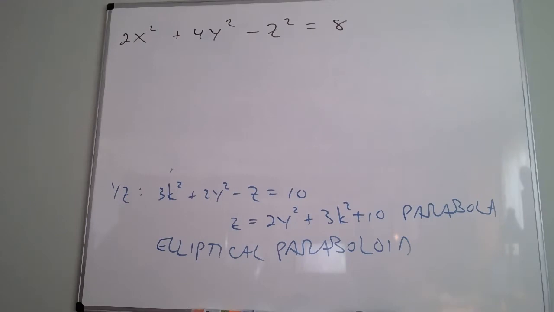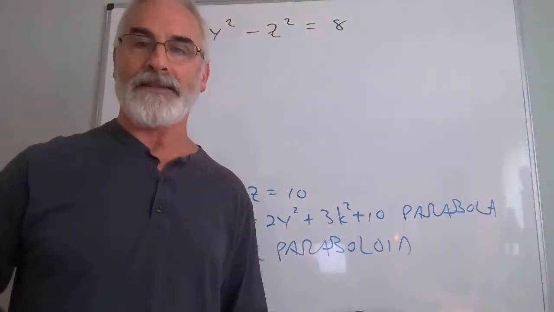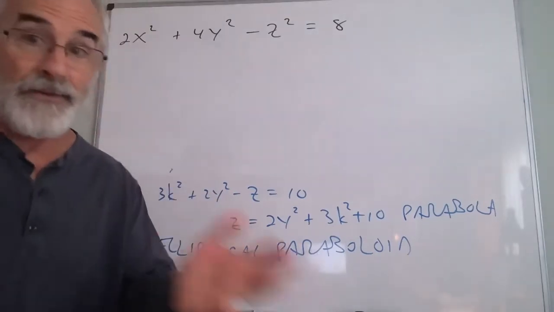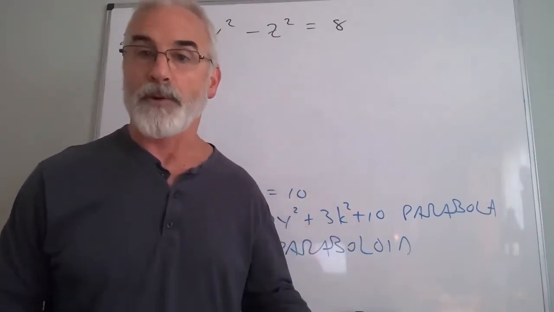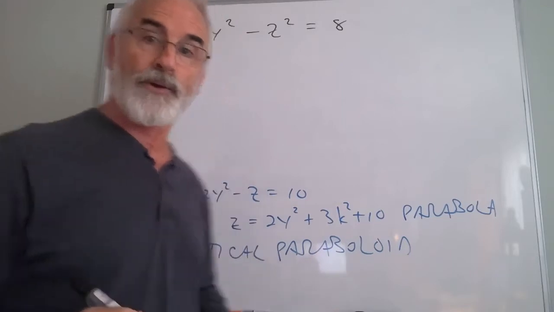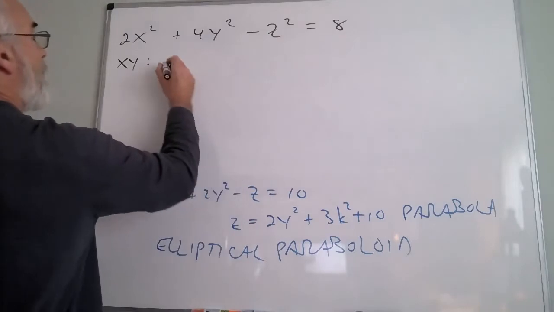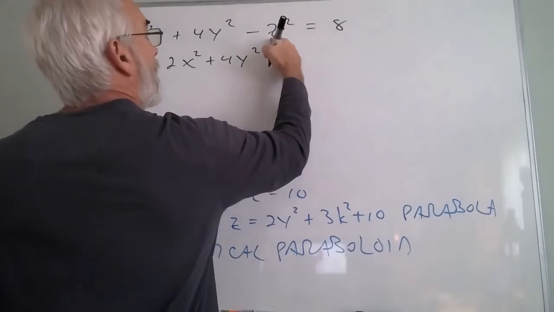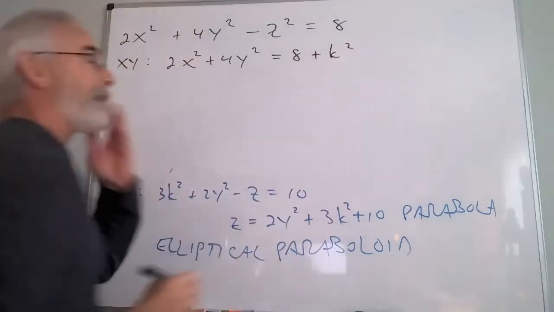So if we're trying to determine what this thing is, once again, we're going to look at the individual cross sections. We're not going to try to draw a picture, and we're certainly not going to sit there and plot points. But because the variables are being squared, you tend to think conic sections, meaning circles, ellipses, parabolas, hyperbolas are what most of my cross sections are going to end up looking like. So in the xy plane, that's where z is held constant. I'd have 2x squared plus 4y squared minus k squared equals 8. So I'll just write equals 8 plus k squared.